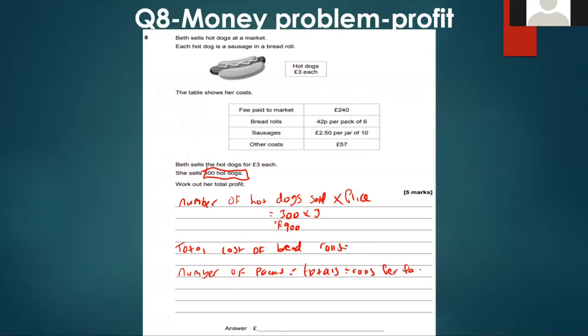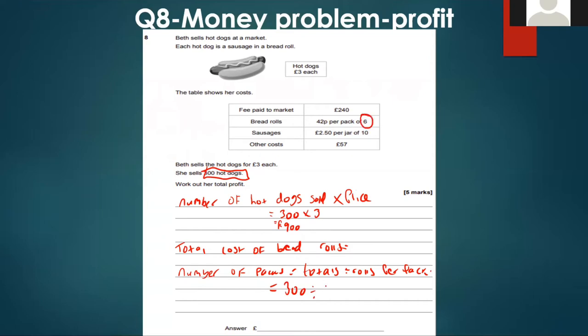Okay, so that would tell me how many packs I need to buy, because I can see how many you get in one pack, divided by how many I've sold. So I've got 300 hot dogs that are being sold. And actually, how many do I get in a pack? Well, I get six, so I'm dividing by six, because you get 42p per pack of six.